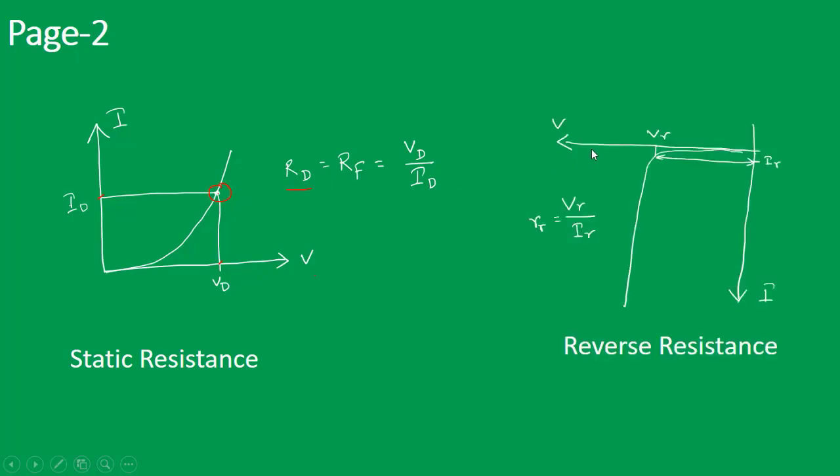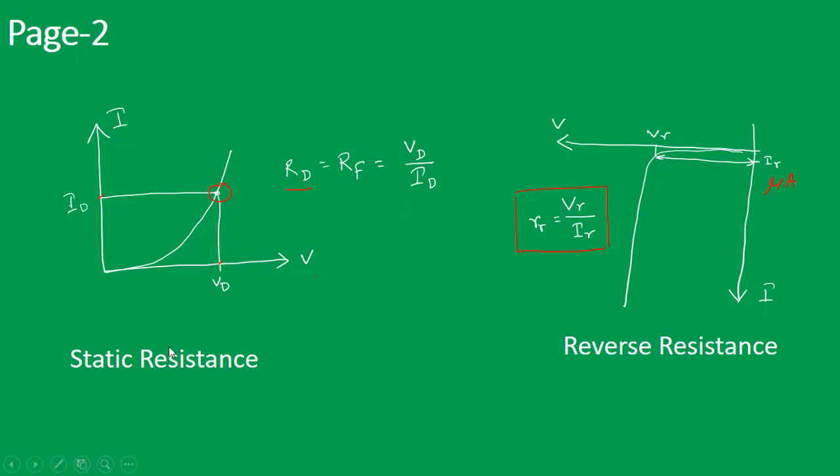Similarly, we have resistance in the reverse bias, and it is calculated as the reverse voltage divided by the reverse saturation current. Now we know that reverse saturation current is in terms of microampere. As a result, we get the value of the reverse resistance very high. Similarly, here we get the forward resistance very low.